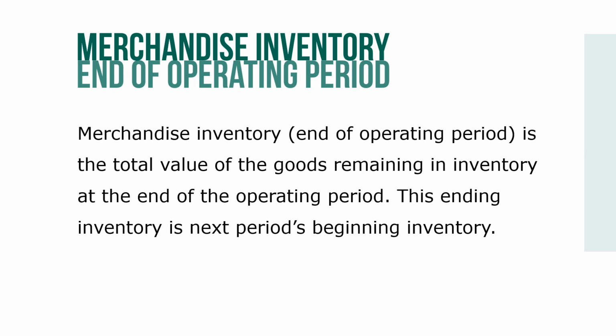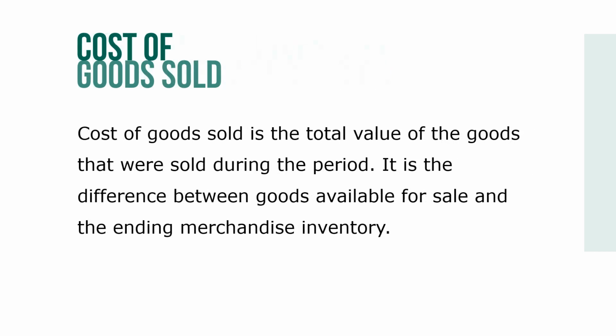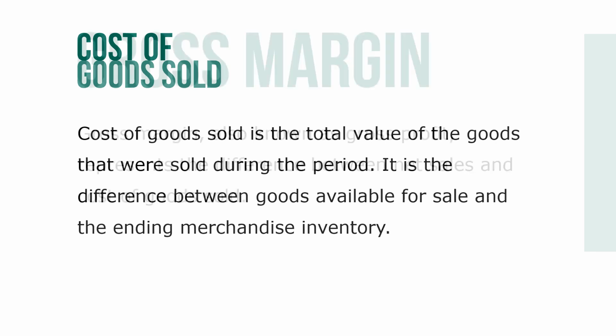Merchandise inventory, end of the operating period, is the total value of the goods remaining in inventory at the end of the operating period. This ending inventory is the next period's beginning inventory. Cost of goods sold is the total value of the goods that were sold during the period. It's the difference between goods available for sale and the ending merchandise inventory.